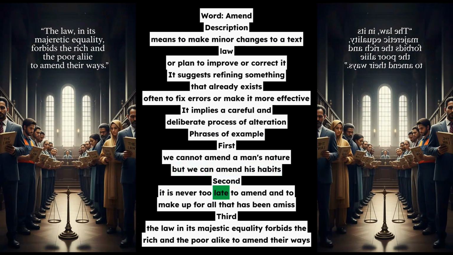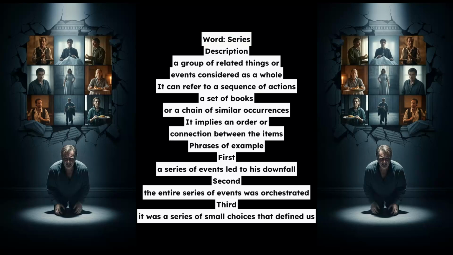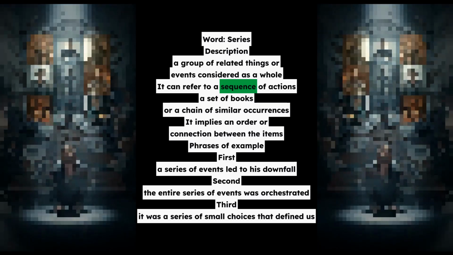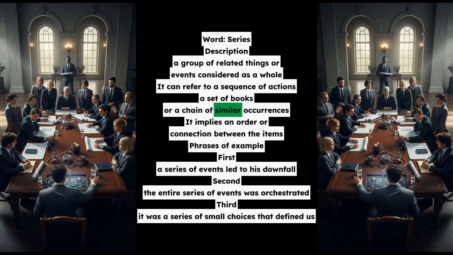Word: series. Description: a group of related things or events, considered as a whole. It can refer to a sequence of actions, a set of books, or a chain of similar occurrences. It implies an order or connection between the items. Phrases of example. First, a series of events led to his downfall. Second, the entire series of events was orchestrated. Third, it was a series of small choices that defined us.